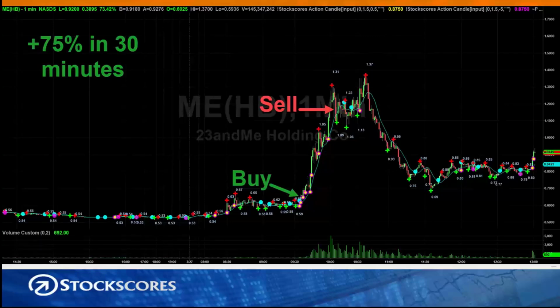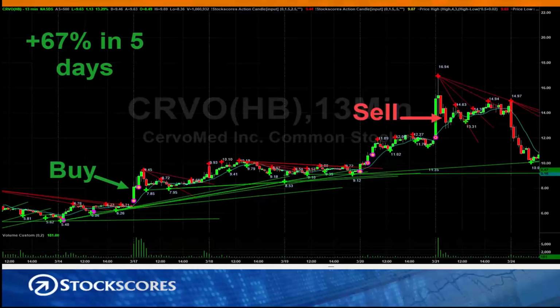So that's how that stock traded. CRVO, this is a swing trade, moves over the course of 4 or 5 days, and that would be a typical swing trade. There was actually another buy signal right here as well. This is called an alpha echo.